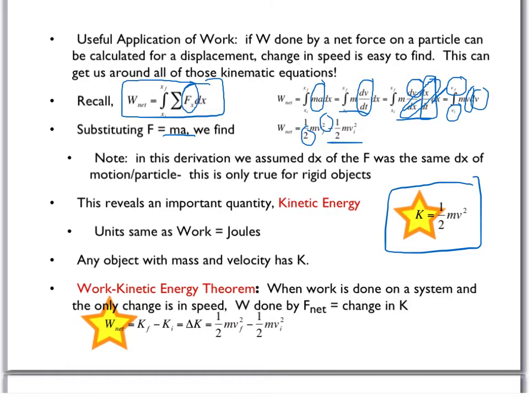Now we can look at the work kinetic energy theorem, or the work energy theorem, that basically says that when work is done on a system, and the only change in that system is a change in its speed, basically it got faster or slower because of that work that was done, then that work is equal to the change in the kinetic energy. So essentially, we can set net work equal to this delta K, or the 1/2 m vf squared minus the 1/2 m vi squared. This can become quite useful in analyzing various problems.